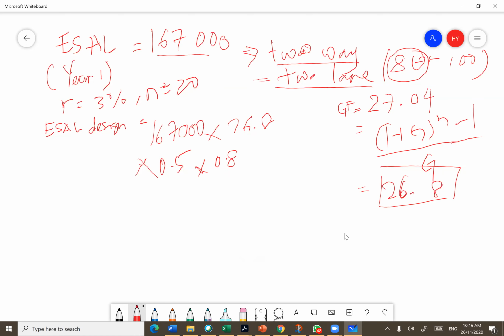So what do we have? What do you get for the ESAL design? 1.79 million. So the ESAL design is 1.8, or 1.79 million. Alright, so we're done with the ESAL.